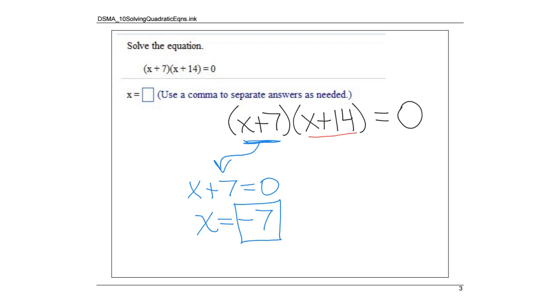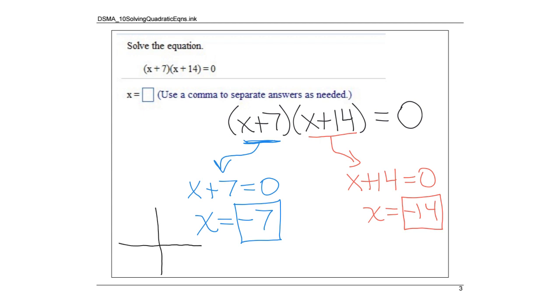On this side, same thing. We're going to set this piece equal to 0 because we actually have two answers on this one. I'm going to show you in just a second. And so if we move the 14 over, we get -14. If we were to graph this, this is actually a parabola.